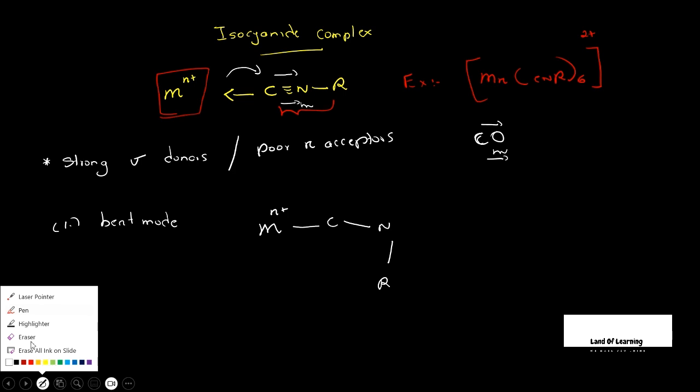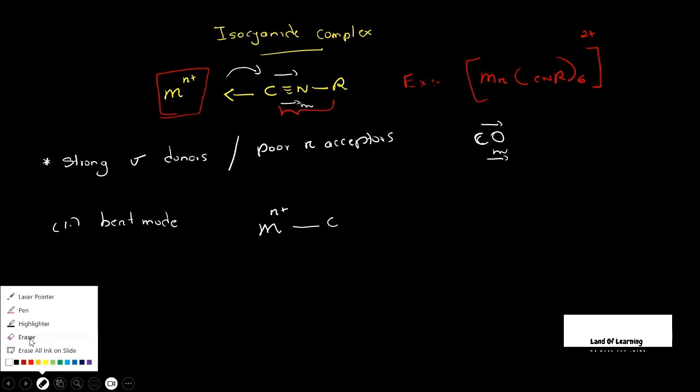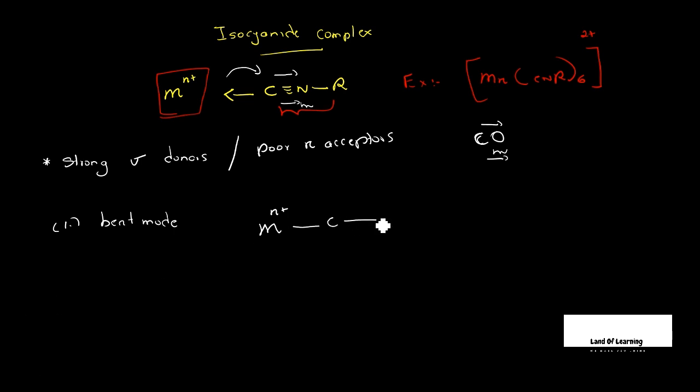Let me take it like this, otherwise it will be a little bit confusing: nitrogen and iron. Okay, this is good. So here, at first, this is our structure. Due to the strong sigma donation ability, the sigma bond is formed between our metal center and the carbon.